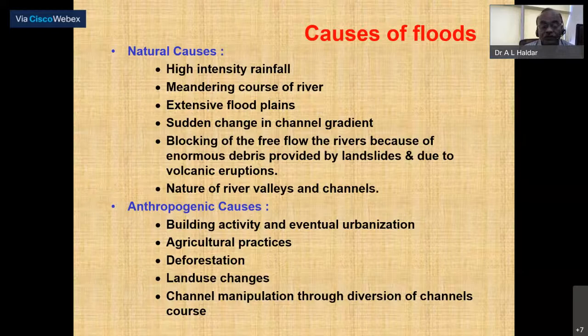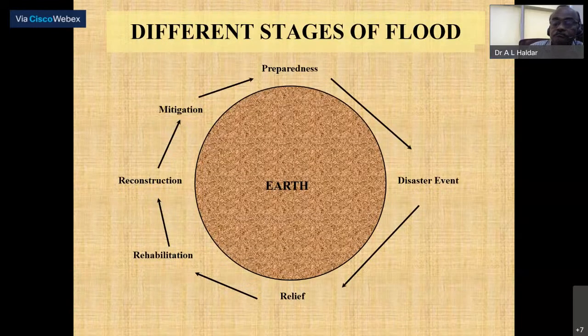The water logging and this flooding, especially in metro cities, is happening due to anthropogenic causes. Here, deforestation, land use changes, and channel manipulation through diversion of channels are there. So due to these things, it is happening in the metros. So these are the different causes of flood.